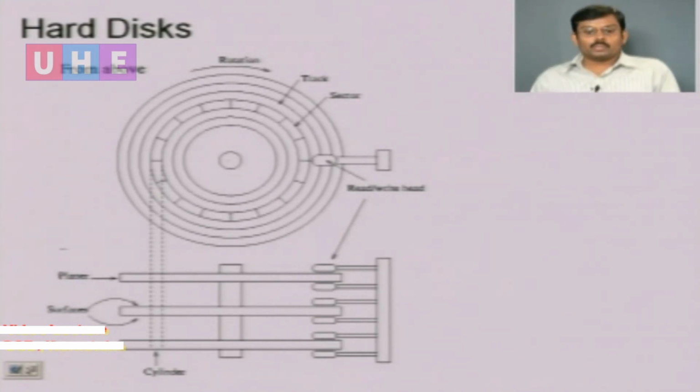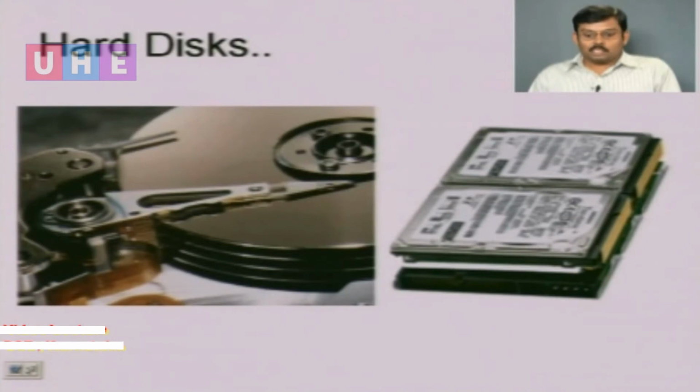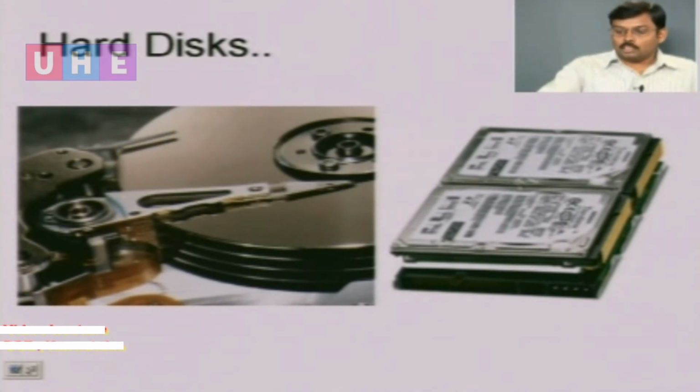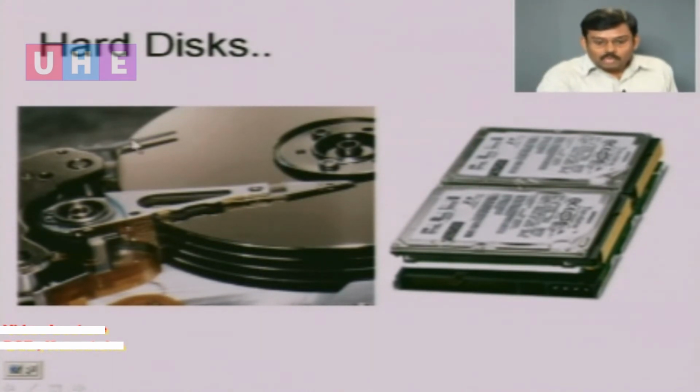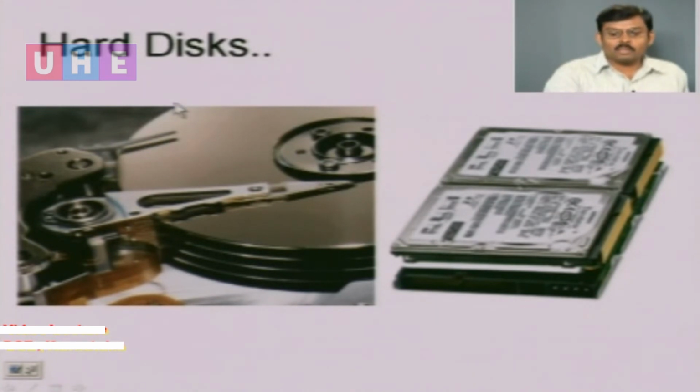Before I actually show you the architecture of a hard disk, this is how a hard disk looks from outside. You might have seen it in various places. And this is the internal architecture of a hard disk. A hard disk is a primary secondary device.